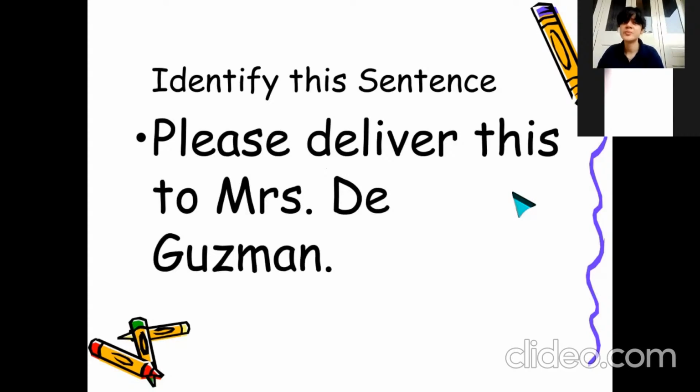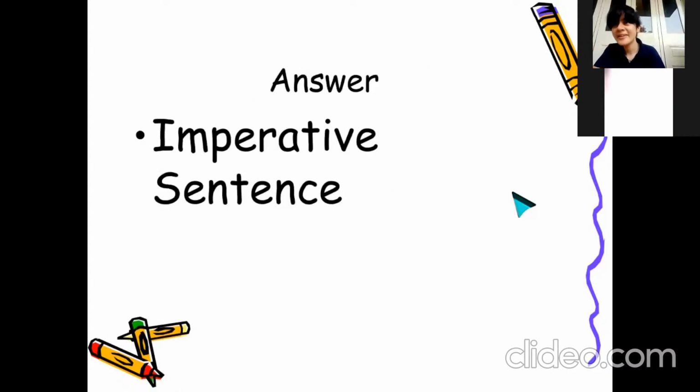The next one. Please deliver this to Mrs. D. Guzman. Come on, let me know in the chat box. What is this type of sentence? It is ending in a full stop. It is a request. Please deliver this to Mrs. D. Guzman. So, what can it be? It has to be an imperative sentence. Very good. I can see all your answers in the chat and I'm impressed. You guys are so clever.